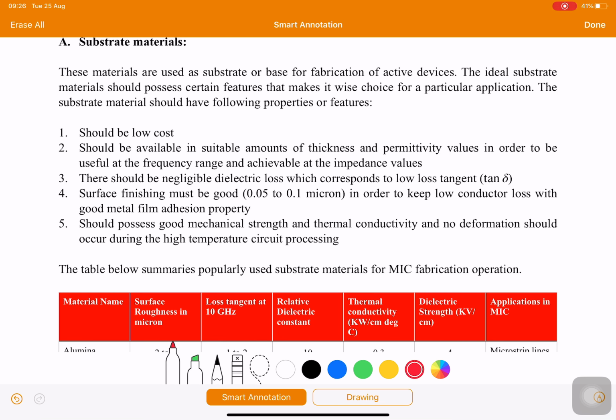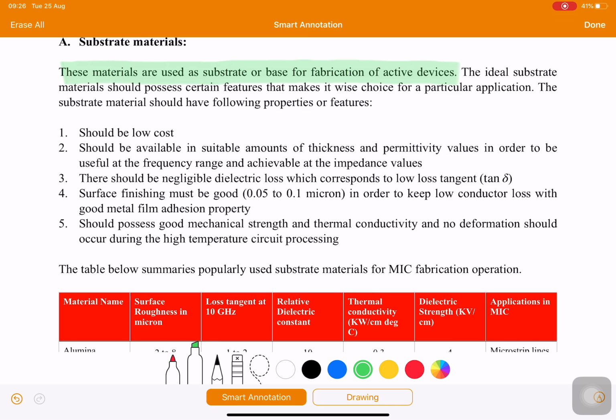So what are the substrate materials? These substrate materials are used as the base for the fabrication of active devices. This is the main use of substrate material: to construct or develop the active device in the fabrication. So the ideal substrate material should possess certain features. There are certain properties that the substrate material needs to fulfill, and these properties are mentioned below.